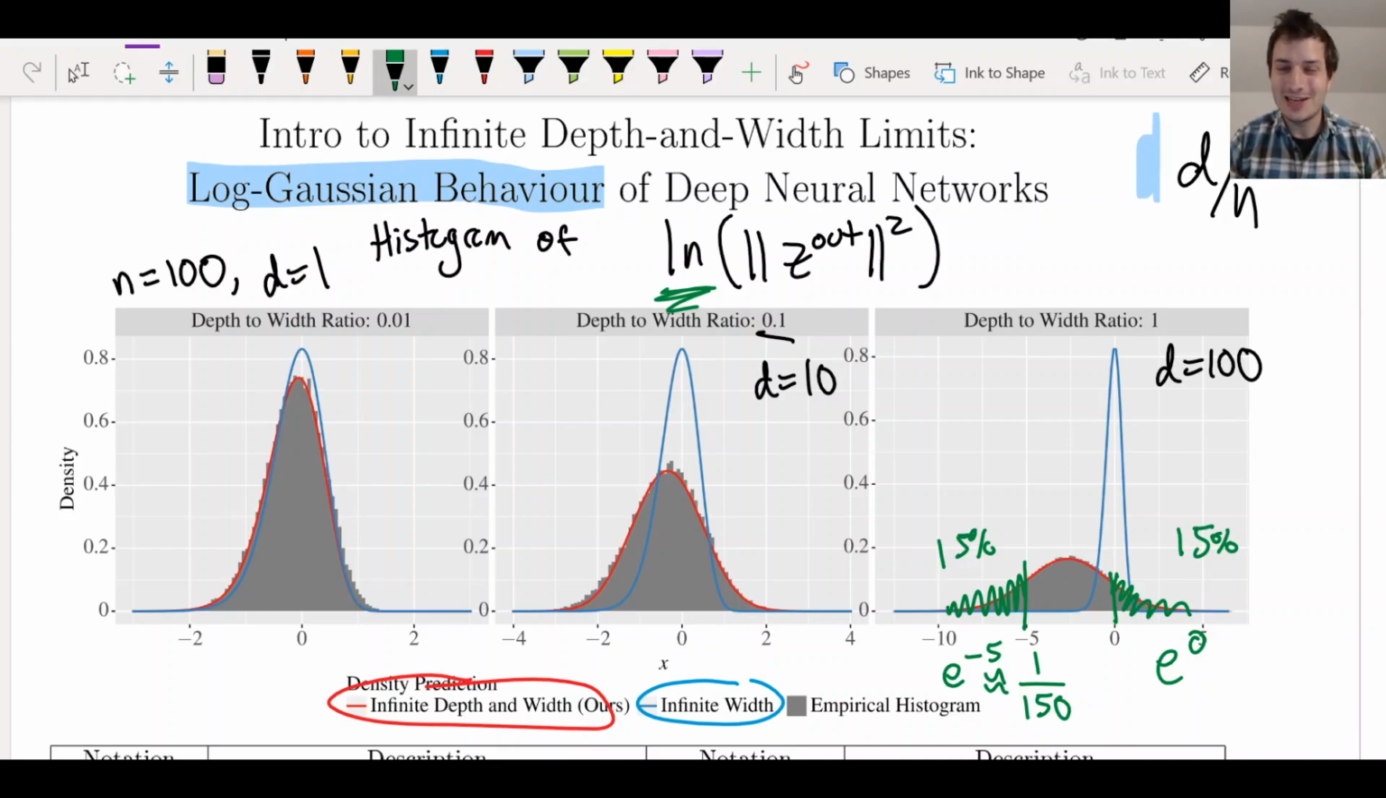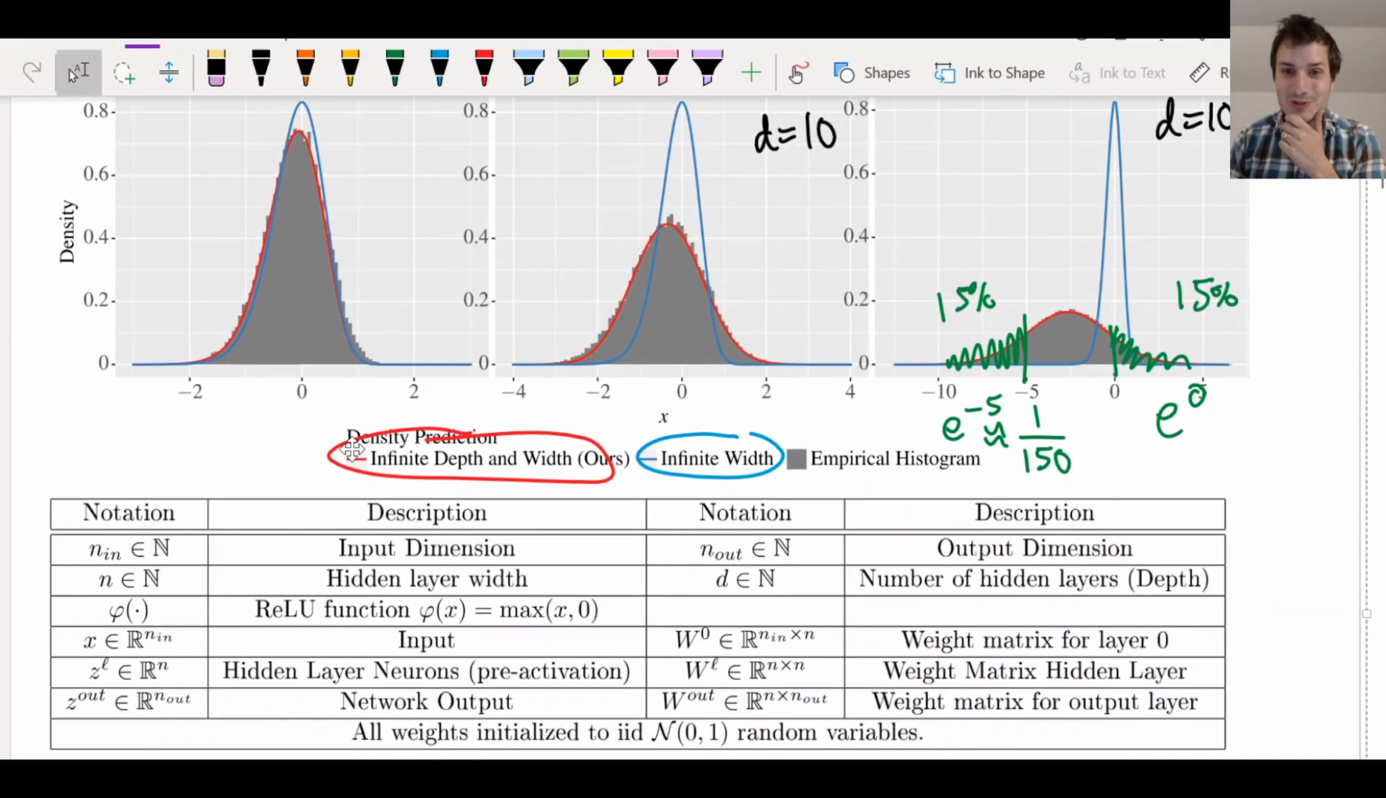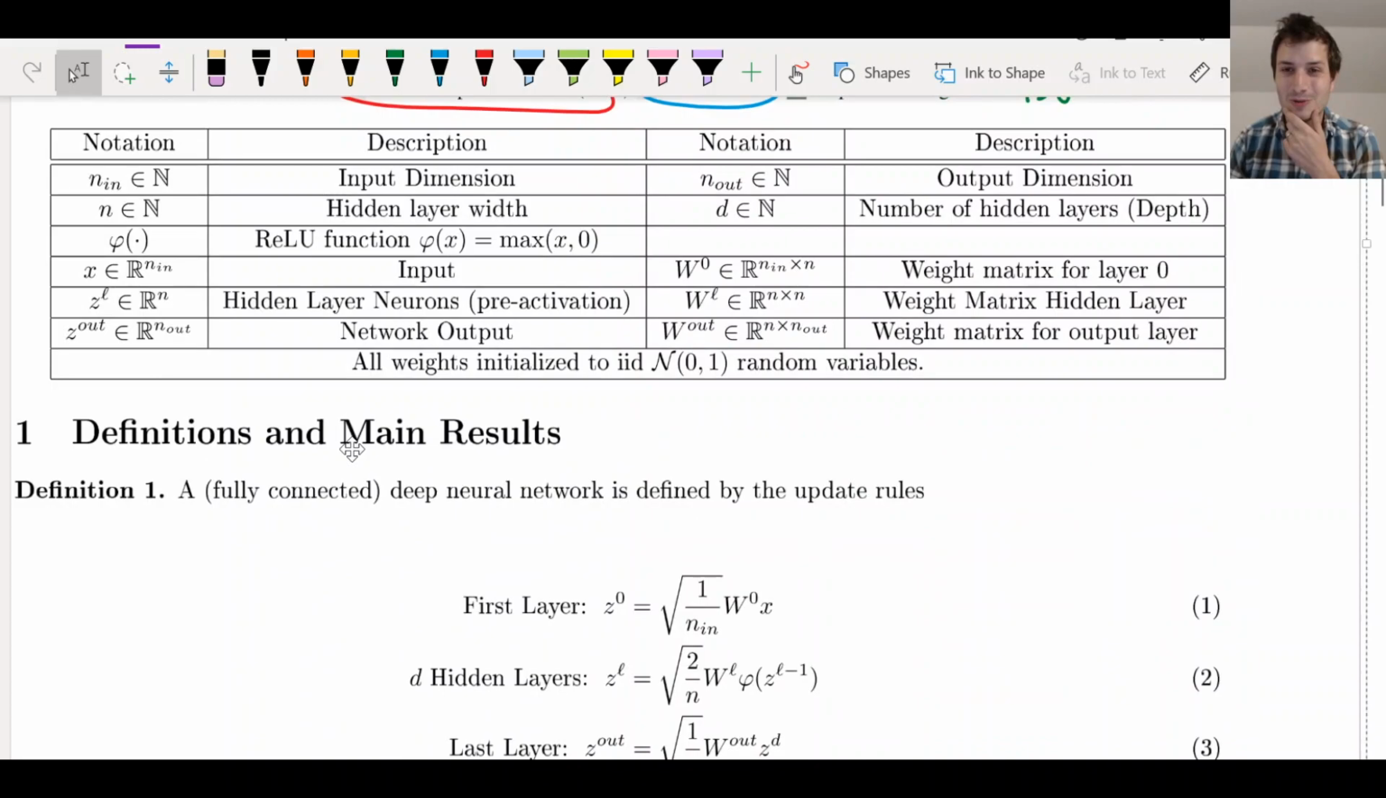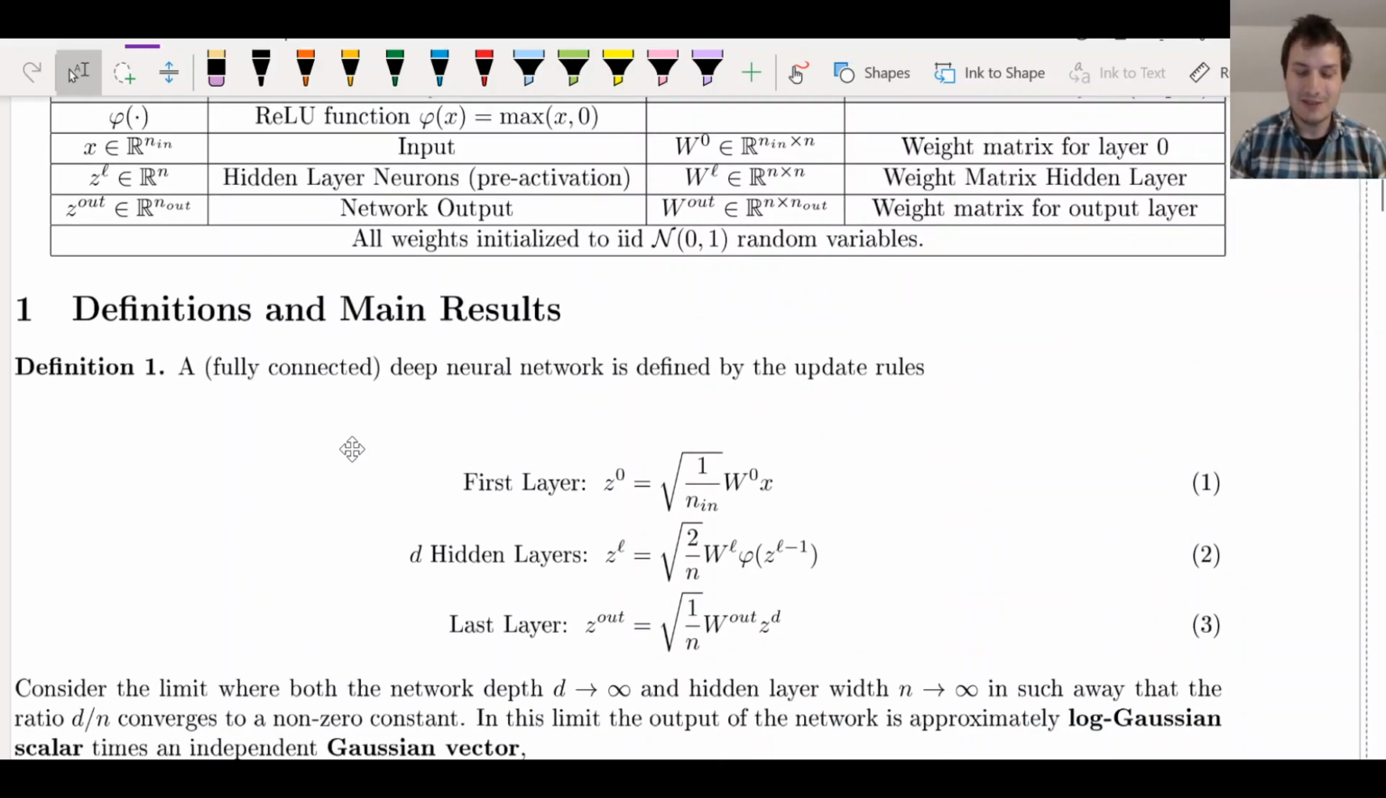And now I'm going to start to get into the math and show you more precisely what's going on. We're going to get more and more exact as we go in. Okay, so let's see what's happening here. So the first thing I'm going to do is define the network. So here's some notation we're going to use. And here is the definition of the neural networks we're talking about today. So this network is going to have one layer at the beginning. It's going to have d hidden layers in the middle, and it's going to have one layer at the end.